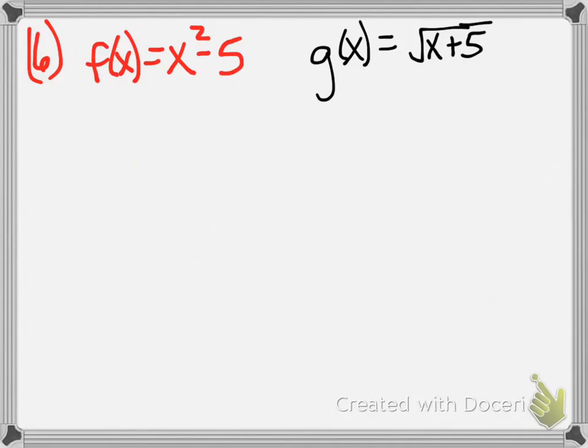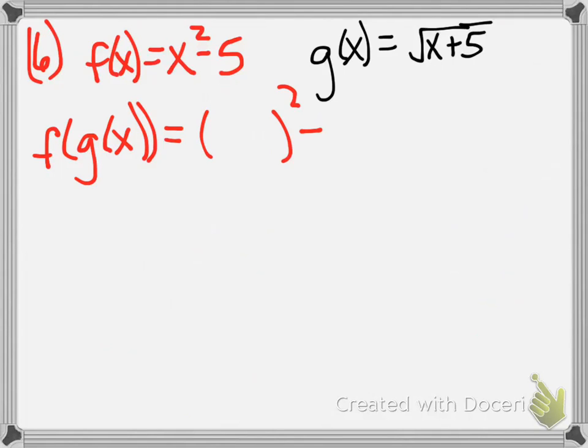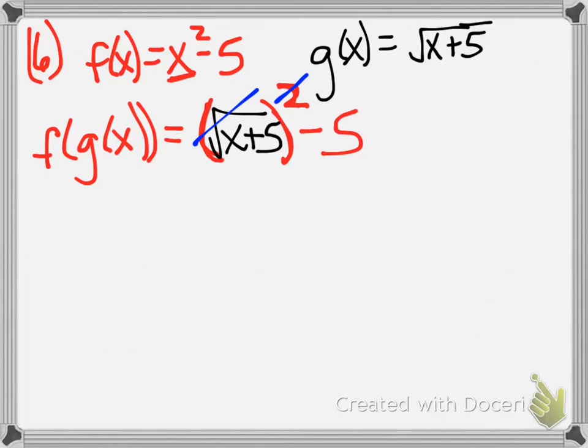Number 6, we're going to do the same process. We're going to start with f of g of x. So I'm going to take the f function, x squared minus 5, where the x was, I'm going to leave a great big parenthesis. Notice that the squared is still there. I'm going to put inside that parenthesis the square root of x plus 5, and I'm going to simplify. So the first thing that has to happen is that the square has to cancel the square root. So now x plus 5 is free, and I have x plus 5 minus 5, and the 5's can cancel and I get x.